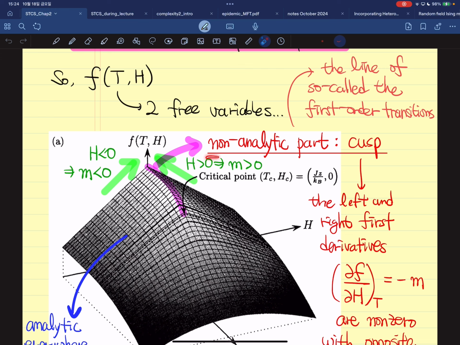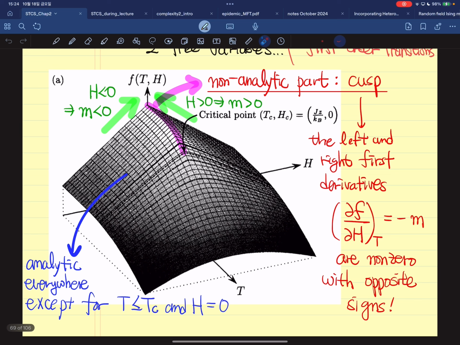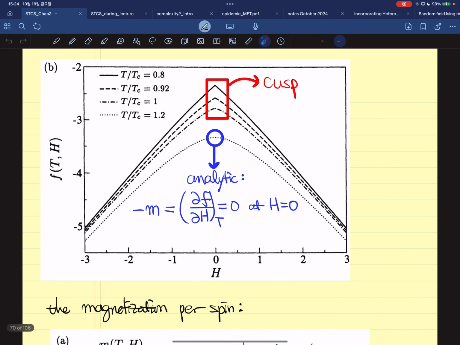So there is a non-analytic part even for the non-zero temperature, which is the most important point. Of course, except for this line, the function itself is analytic everywhere. So the only part where we have a non-trivial phase transition is along this curve. That is the most important point. It develops this cusp point for temperature smaller than Tc, and it's analytic for temperature larger than Tc.